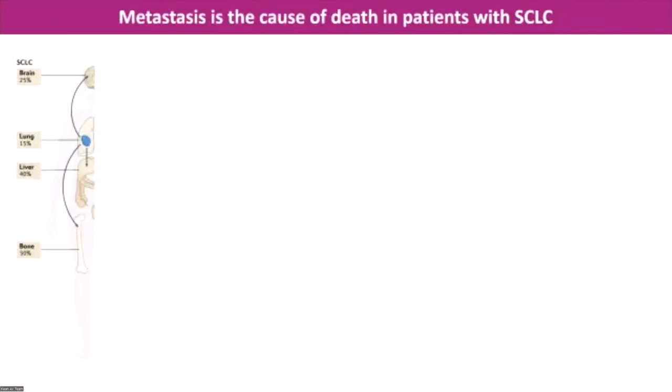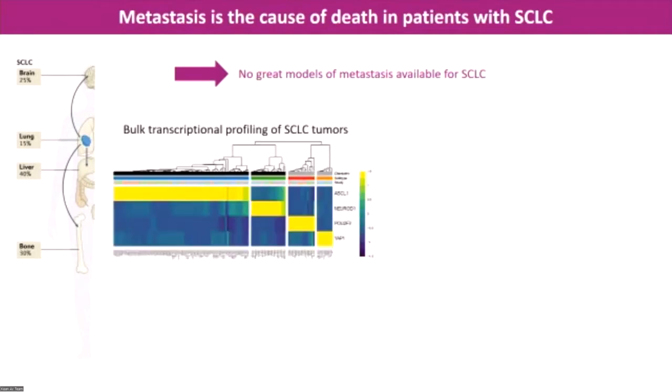The main cause of cancer-related deaths in general, and particularly for small cell lung cancer, is metastasis. We see metastasis to the lung, to the brain, to the liver, and this is what ends up killing the patient. One of the issues with studying metastasis in small cell lung cancer is that we don't really have great models that reproduce the disease progression.